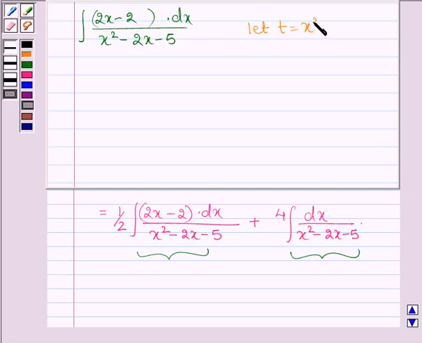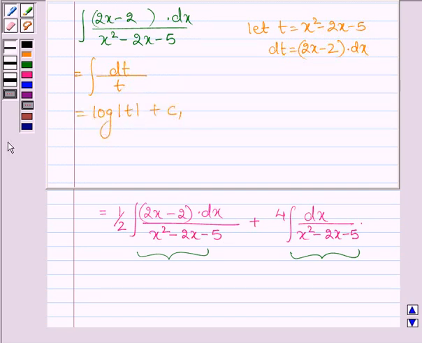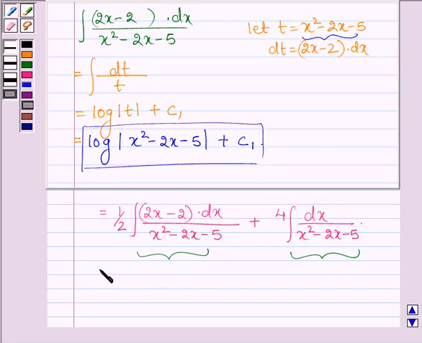Let us put t is equal to x square minus 2x minus 5. So this implies dt is equal to 2x minus 2 into dx. So this integral can further be written as dt upon t, and this is equal to log mod t plus the constant c1, and this is further equal to log mod x square minus 2x minus 5 plus c1. So the value of the first integral is half log mod x square minus 2x minus 5 plus c1. Then we have plus 4, and now let us solve this integral.